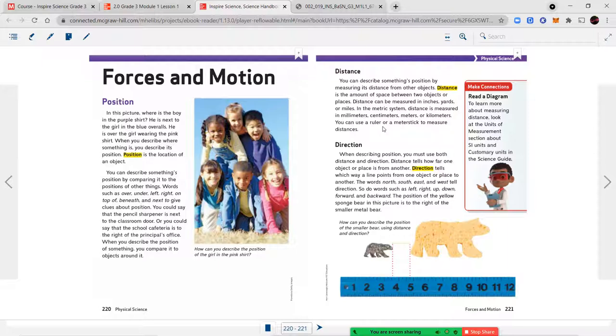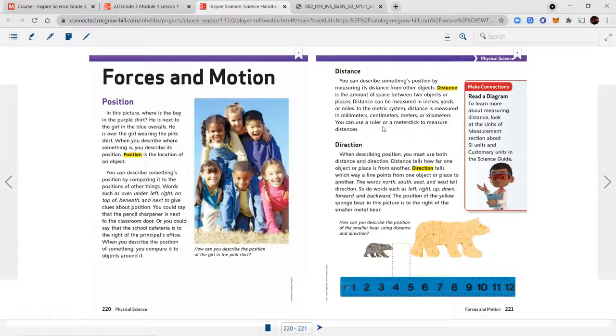Direction. When describing position, you must use both distance and direction. Distance tells how far an object or place is from another. Direction tells which way a line points from one object or place to another. The words north, south, east, and west tell direction. So do the words left, right, up, down, forward, and backward.